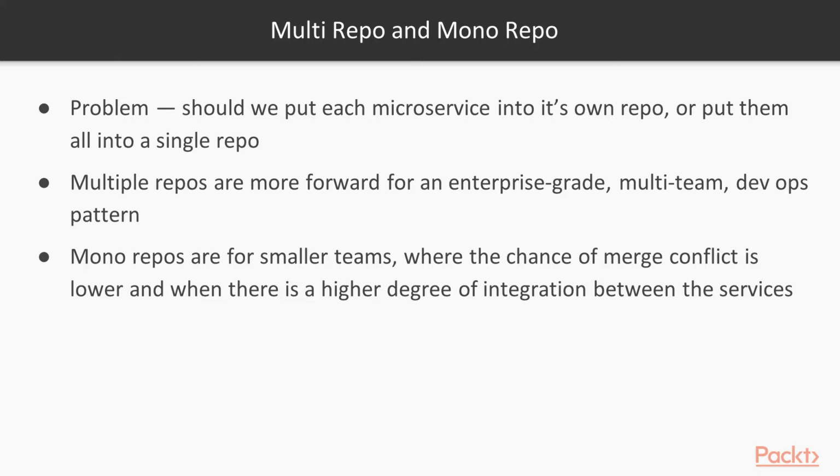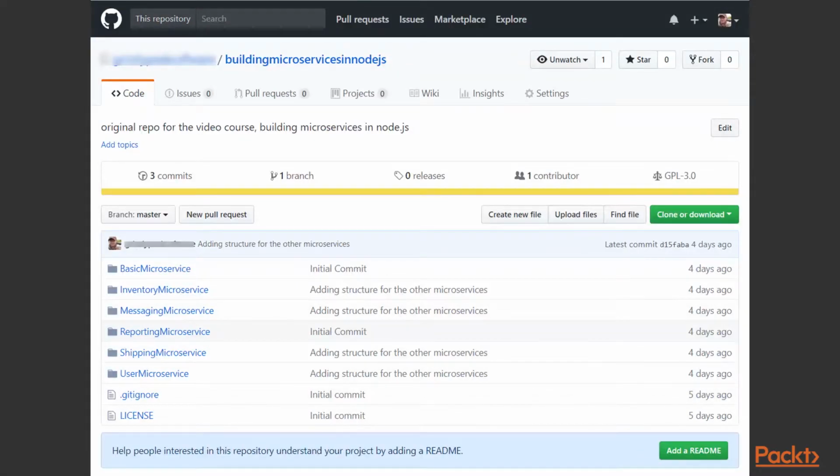Mono repos are great for smaller teams when the chance of merge conflict is lower and when there's a higher degree of integration between the services. It allows you to share code between your microservices much easier. For the purposes of this class, I chose to go with mono repo so that I could put all the microservices in one easy to download place for everyone. However, for production, I would highly recommend using a repository for each microservice.